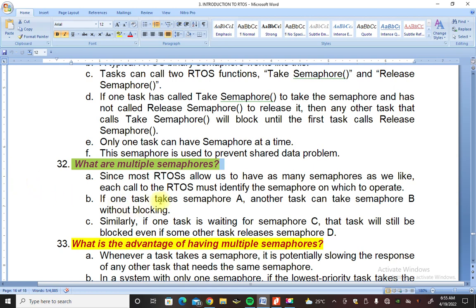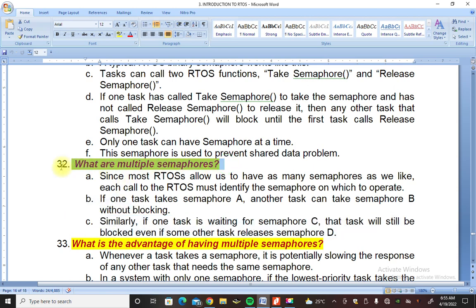Hope you understood. Since most of the RTOS allow us to have as many semaphores as we like, each call to the RTOS must identify the semaphore on which to operate. If one task takes semaphore A, another task can take semaphore B without blocking. Similarly, if one task is waiting for semaphore C, that task will still be blocked even if some other task releases semaphore D. It's very clear, you understood, right?